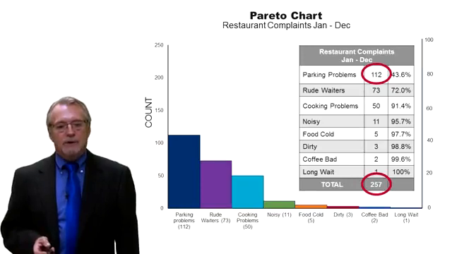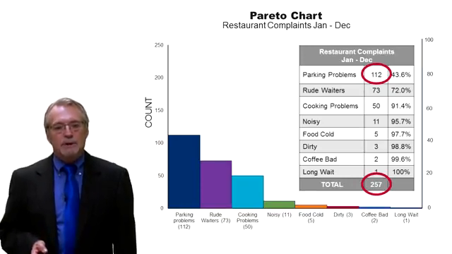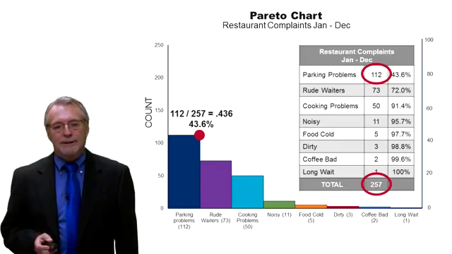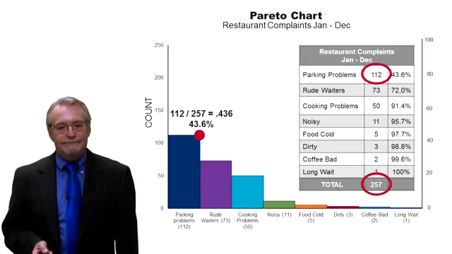Let's take a look at this. We have 257 complaints. 112 of them, we're going to do some simple math here, 112 of them are because of parking. So we're going to get a percentage here. We're going to get an accumulated percentage to find out where we need to focus our efforts. What it says here is that 43.6% of our problems come simply from parking. So almost half of the problems we have, half of our complaints, are coming from parking, bad parking.